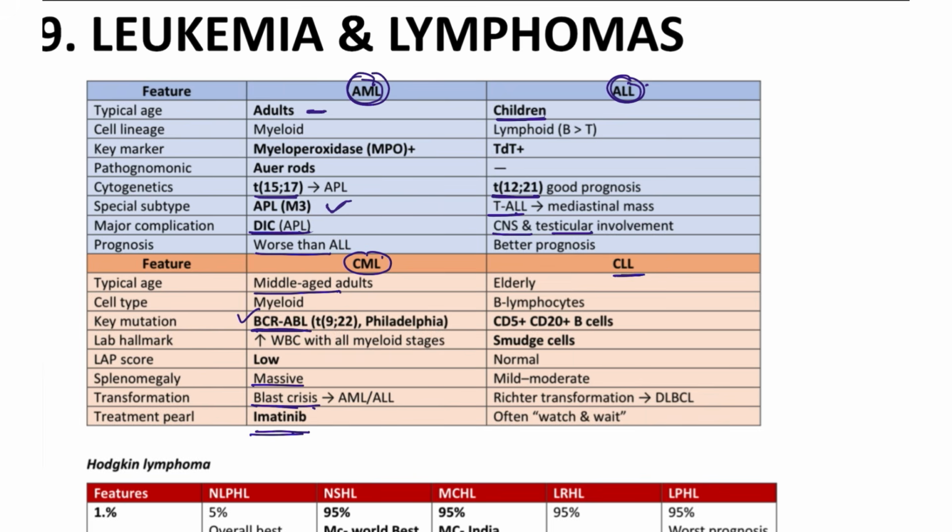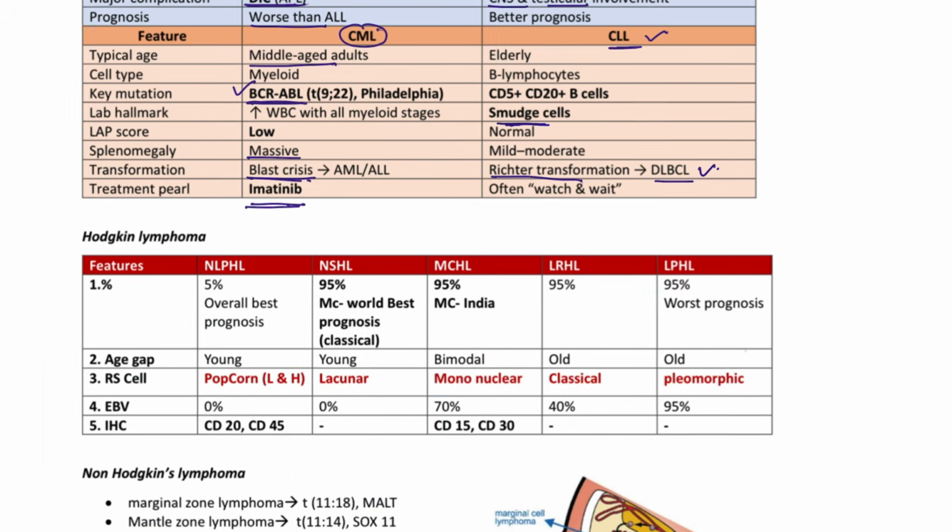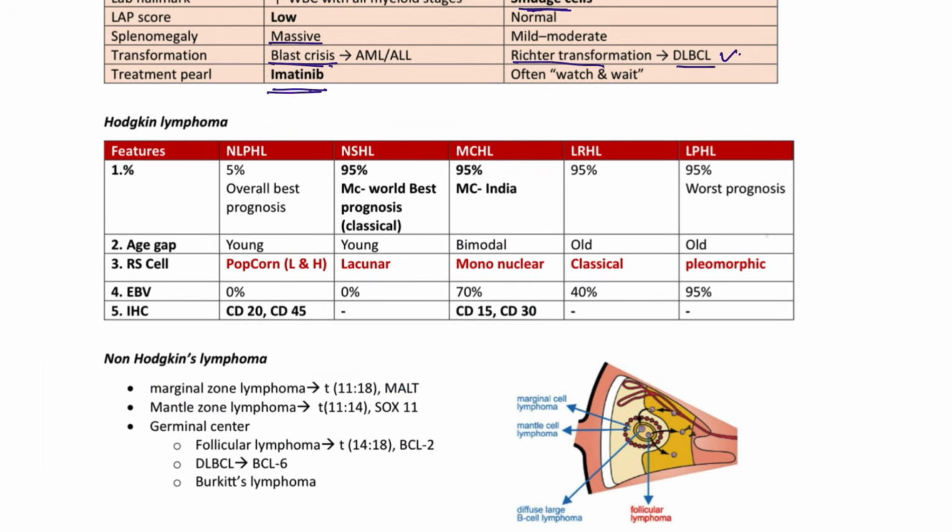And next, coming to CLL. CLL will be having the Richter transformation. This leukemia will be converted into a lymphoid malignancy, known as DLBCL. And on the lab, you are going to see the smudge cells. Smudge cells will be seen in CLL. And overall, in all the types, AML, ALL, CML, CLL, the B type will be the most common subtype. Next, coming to the Hodgkin lymphomas.